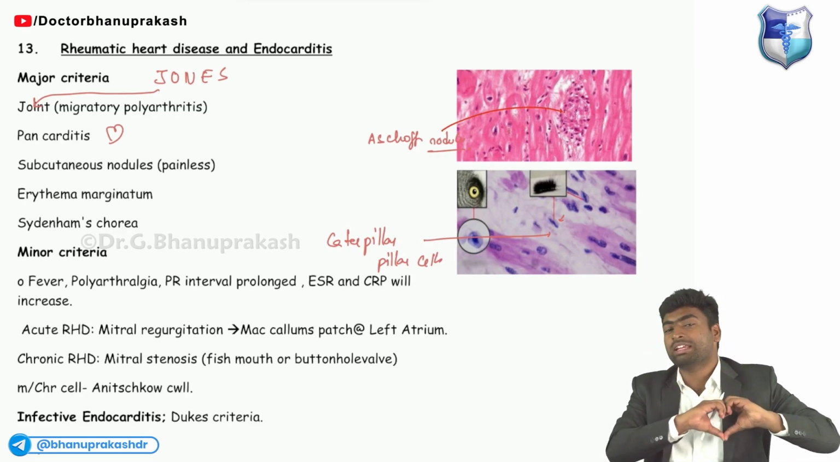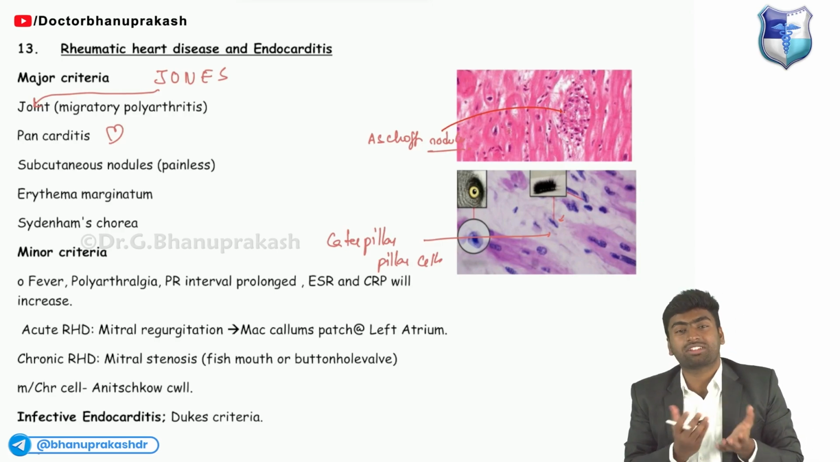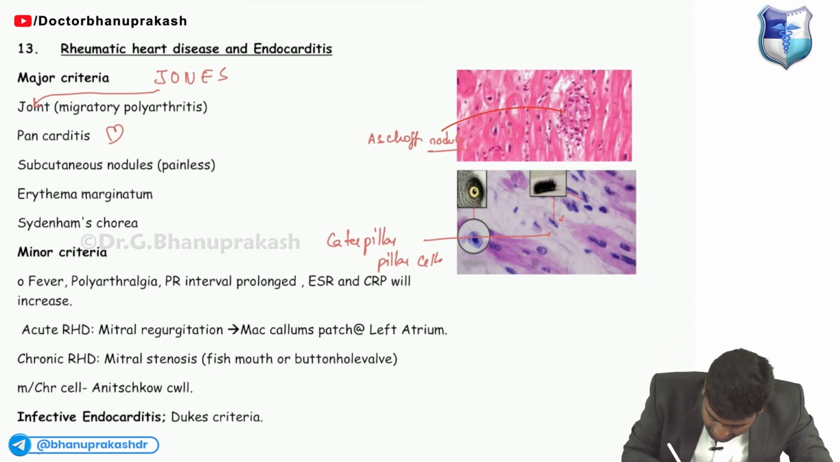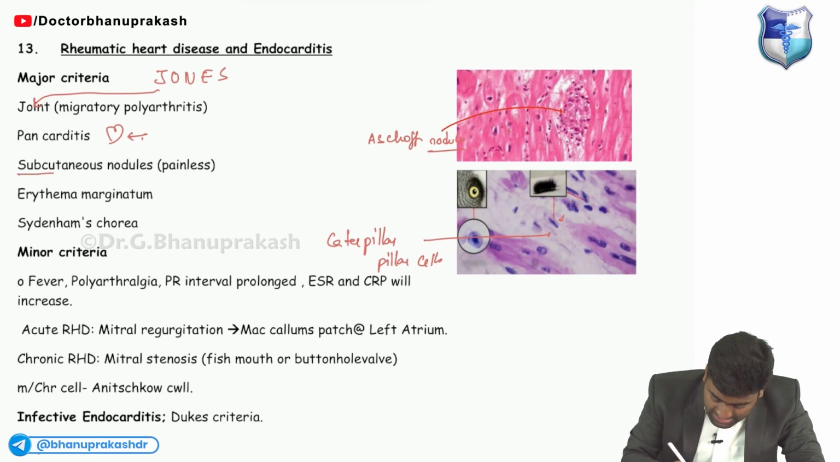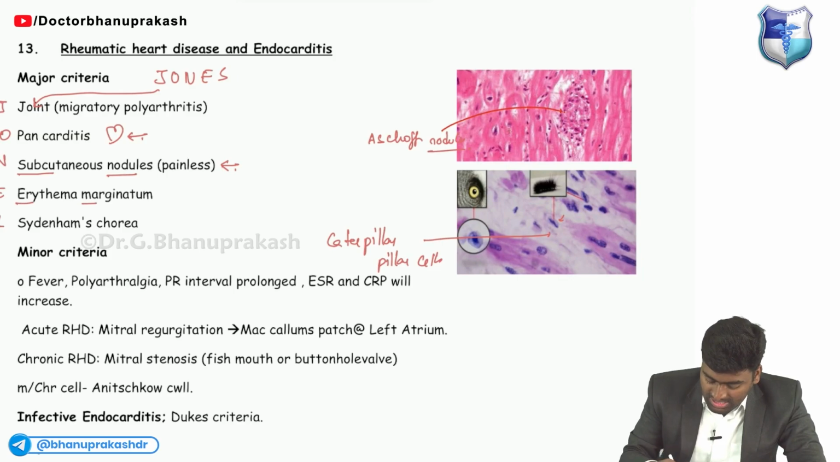Okay, we will make them into hearts. Just as we made hearts before, the Jones criteria causing rheumatic heart disease, we will also make into hearts. So what is it? It is pancarditis. So in Jones criteria, it causes pancarditis. Next, it causes subcutaneous nodules, which are usually painless, and erythema marginatum, and Sydenham's chorea.